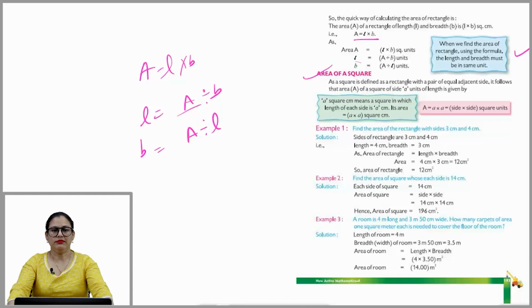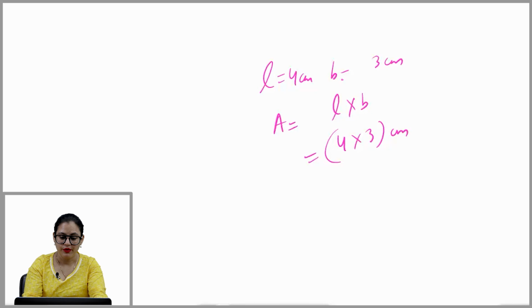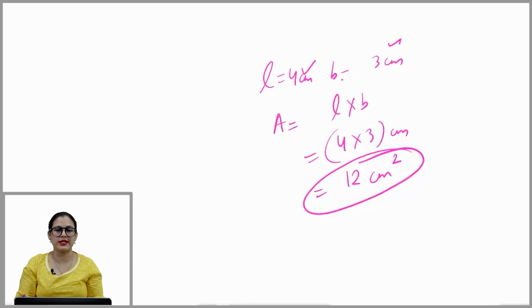Okay. Let's do example 1. Find the area of the rectangle with sides 3 centimeter and 4 centimeter. See, length is 4 centimeter and breadth is 3 centimeter. We know the formula of area of a rectangle, which is length into breadth. So 4 into 3 centimeter square. 4 into 3 is 12 centimeter square. Okay. Remember, both units should be the same.